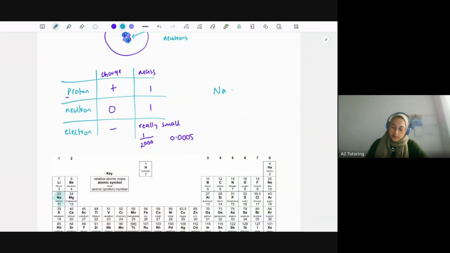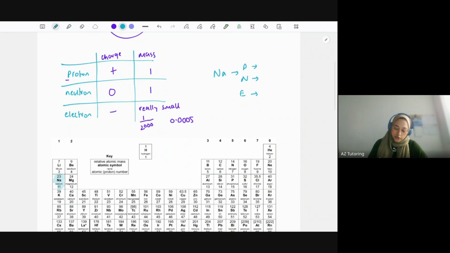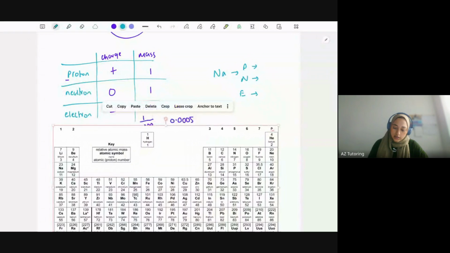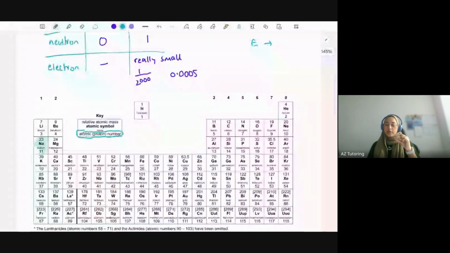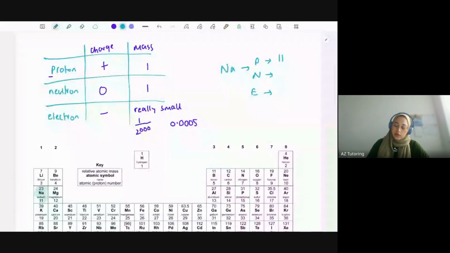So sodium, how many protons, neutrons, and electrons does it have? To work out the number of protons, it's the proton number or atomic number. And we can see from this key here that the bottom number on the periodic table is the atomic proton number. So the number of protons in sodium is 11. Now the number of electrons from the periodic table is exactly the same.